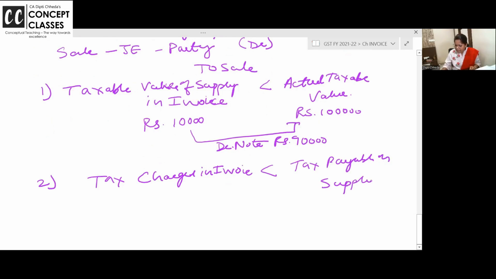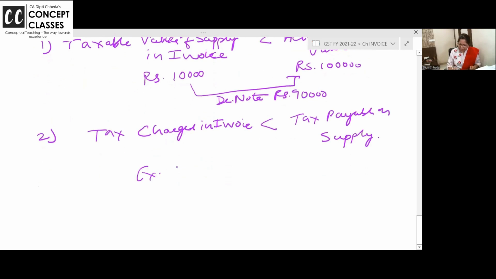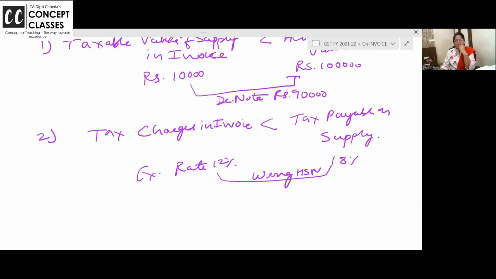Are you all with me? I have made the invoice and I have charged the tax. Example rate charged is 12%. But tax payable on supply is actually 18%. Wrong HSN dalne se I have taken less rate. Can I change the value of the invoice? Can I amend it, scratch it? No. But for the additional 6%, can I issue you a debit note?